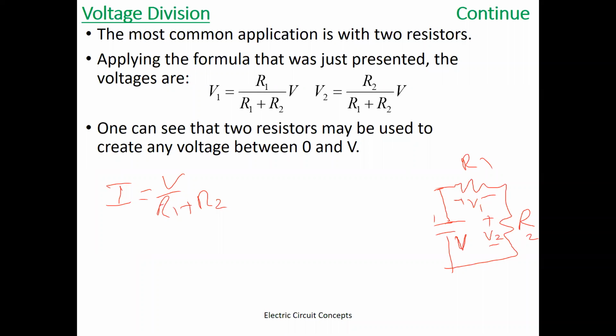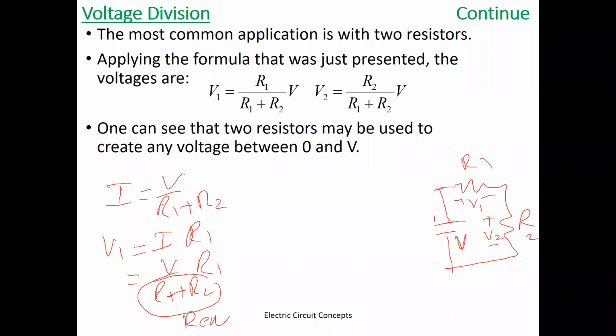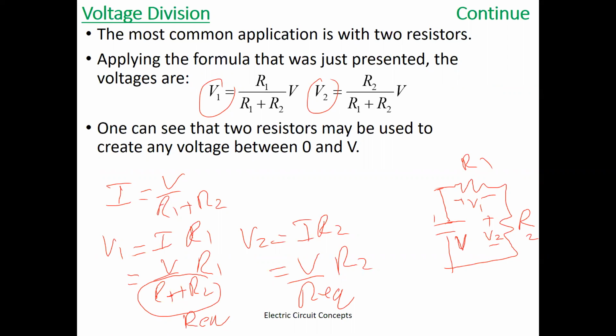Then we need to find V1. V1 will be I times R1. I is V over R1 plus R2, which is RT or R equivalent, multiplied by R1. So simply, we apply Ohm's law twice to find V1 and V2. Same thing for V2: V2 is equal to I times R2, and I is the voltage divided by R equivalent, which is R1 plus R2.